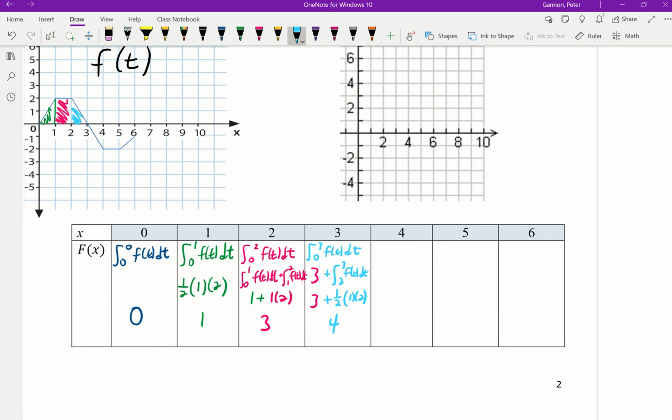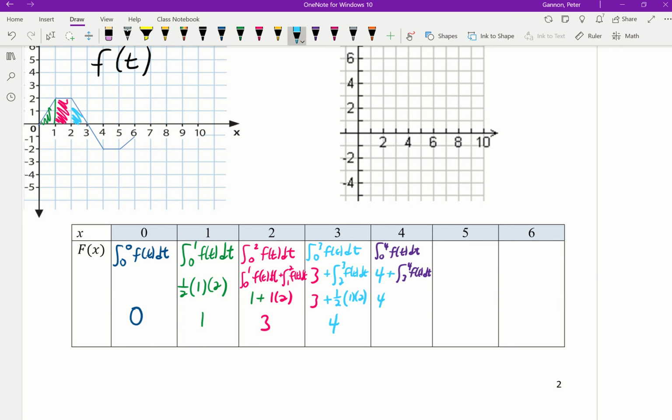So for the next one, the antiderivative of f of 4 is the integral from 0 to 4 of f of t dt. Which again, you could think of as 4 plus the integral from 3 to 4 of f of t dt.